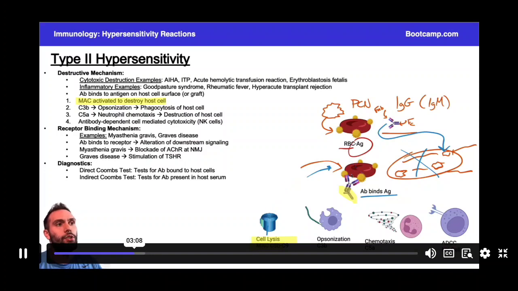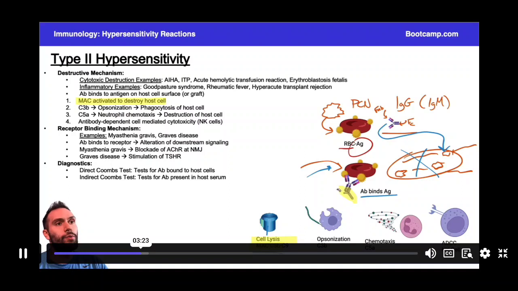So by having these antibodies attached, we can have complement cascade stimulated, and the terminal endpoint of that would be the membrane attack complex, C5b to C9. Now, the other option here is, remember, as I'm stimulating complement, I can also end up with opsonization, right?